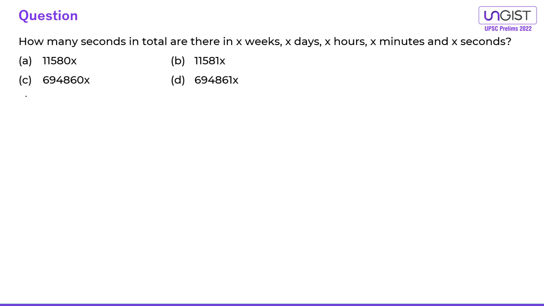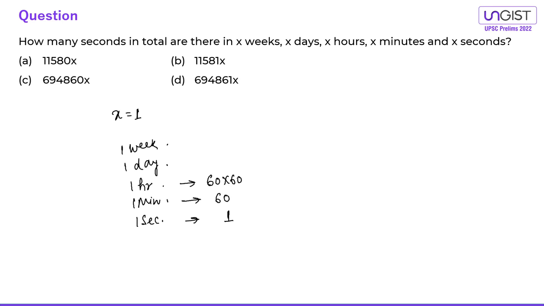Next question is, how many seconds in total are there in X weeks, X days, X hours, X minutes and X seconds? Guys, put X as 1, the smallest value of X. So 1 week, 1 day, 1 hour, 1 minute, and 1 second. We need to add the total number of seconds in it. In 1 second, obviously we have 1 second. In 1 minute, we have 60 seconds. In 1 hour, we have 60 into 60 seconds. In 1 day, we have 24 into 60 into 60 seconds. And in 1 week, we have 7 into 24 into 60 into 60 seconds.